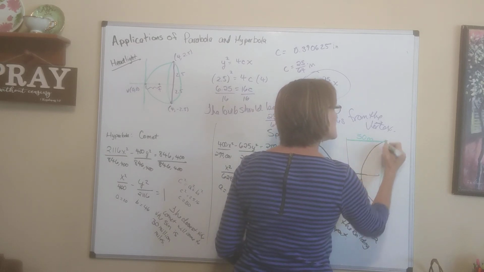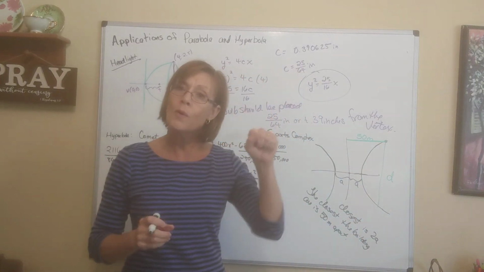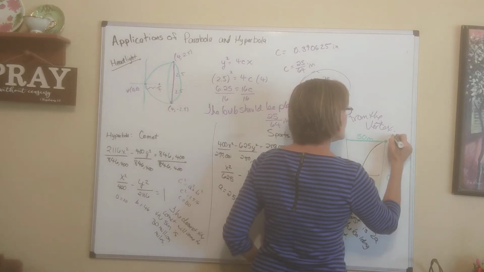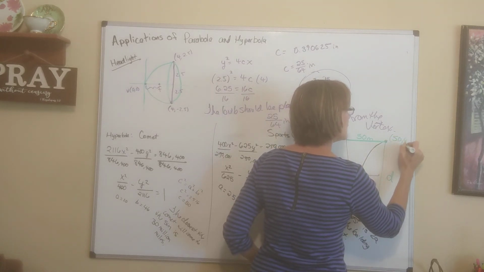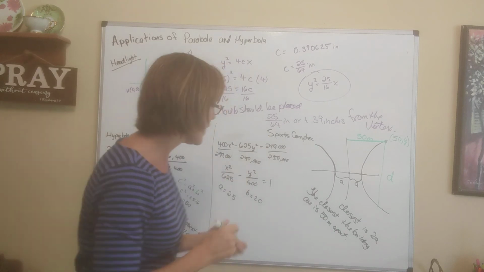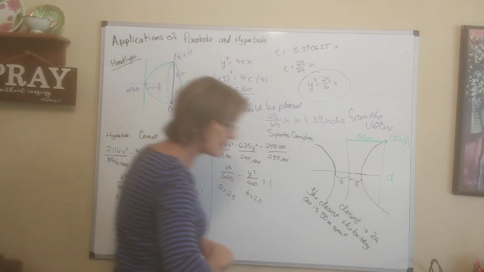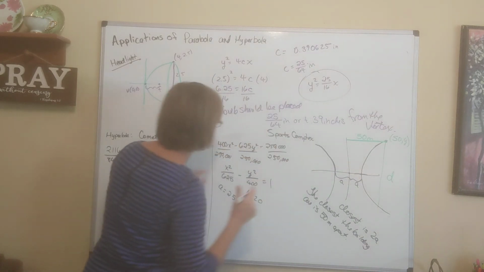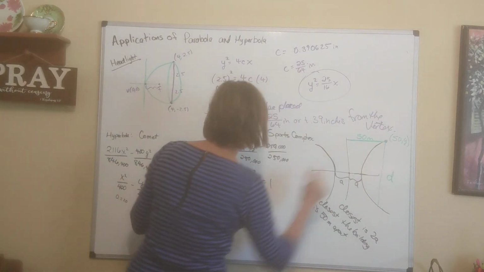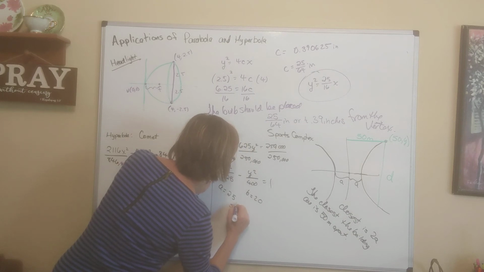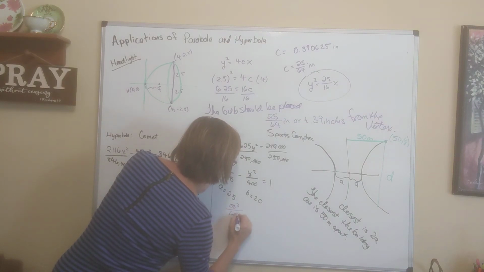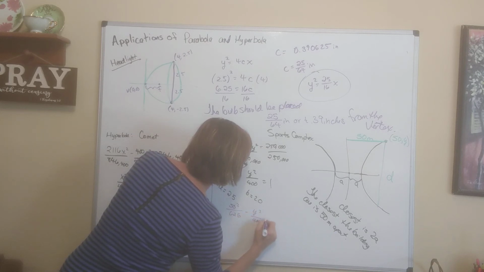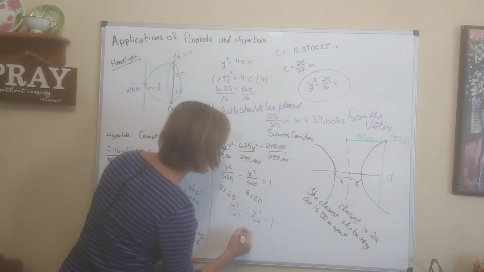So we can imagine, like we did in so many other examples, a point on our curve where the x coordinate is 50 and we do not know the y coordinate. So we can solve for y. Let's plug into our equation. I know my x is 50, so I'm going to say 50 squared over 625 minus y squared over 400 is 1, and I can solve for y.